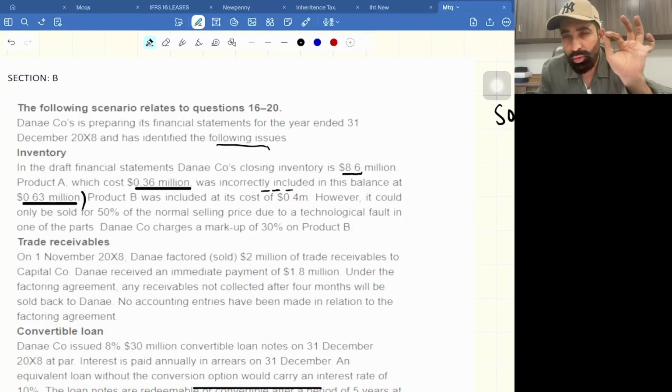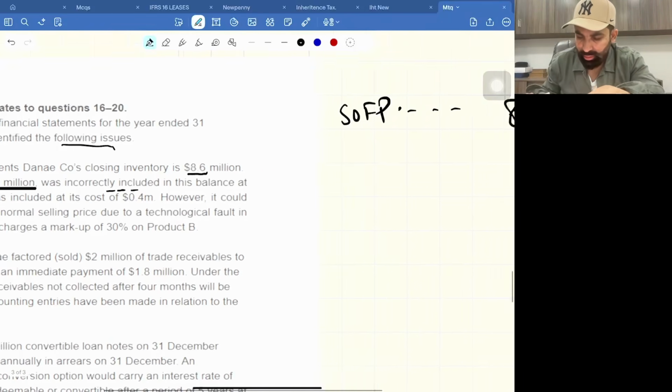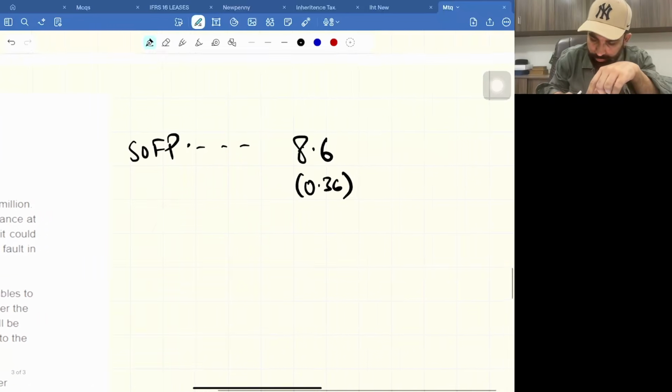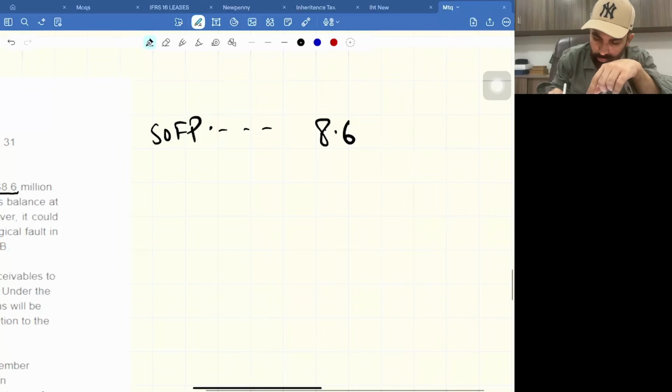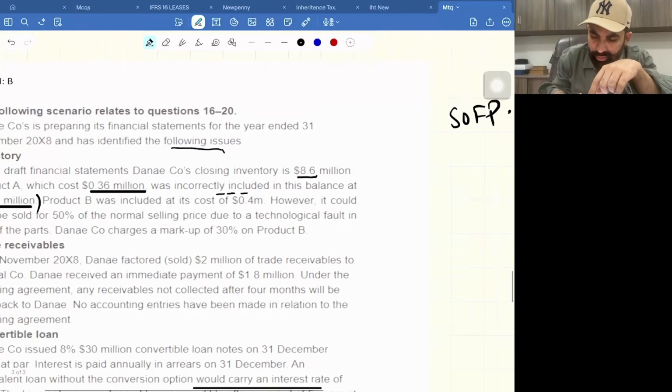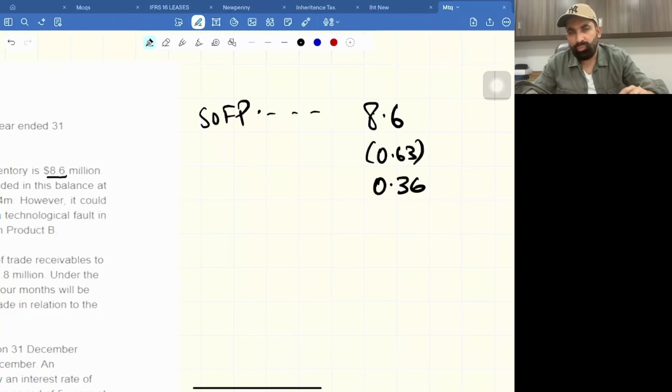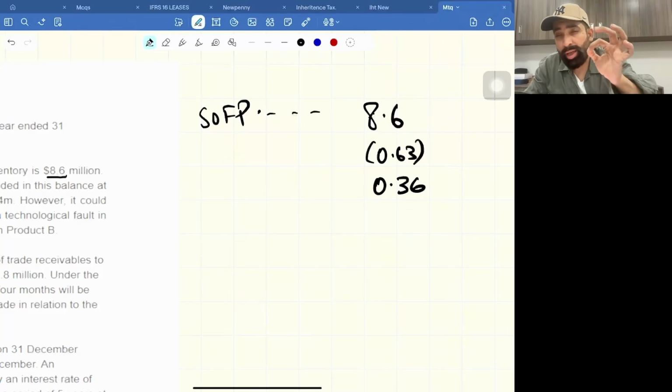So what you will do, whatever wrong you have done, just simply remove it, and whatever the correct amount is, just simply add it. You have recorded 0.63, which is wrong, so remove the 0.63 amount and the correct amount is 0.36. That's it. You have corrected this first error. Very simple. Use your brain.